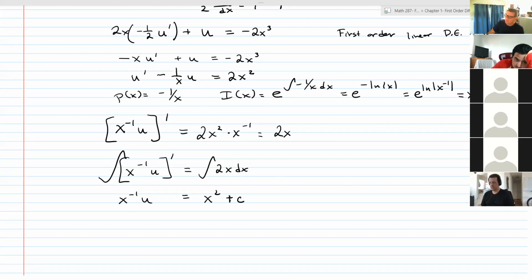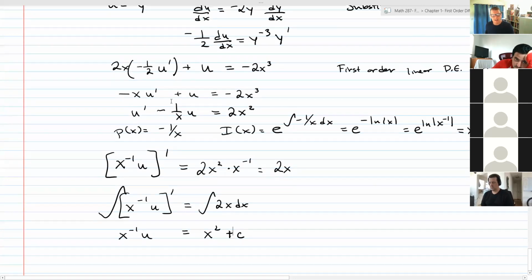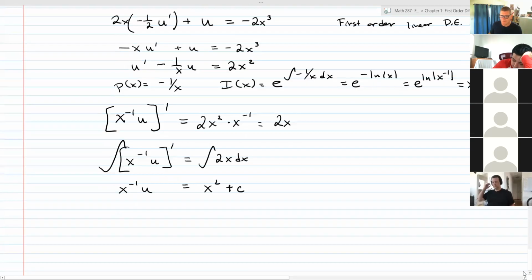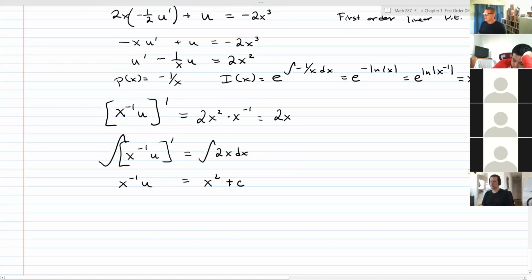I think the right side's supposed to have a negative. I divided -2x cubed by -x, and that's where the negative went. Oh, yeah. Thanks, Josh. All right. So u ends up equaling x cubed plus cx.